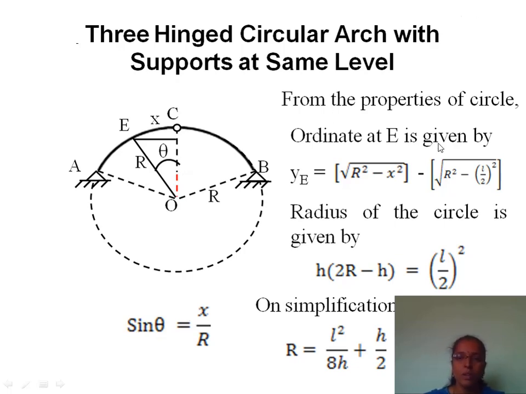So if you remember these equations, that is, y_E is equal to root of (r square minus x square) minus root of (r square minus (L by 2) whole square), to calculate the ordinate at any point on the rib of the arch, and the radius of the arch is given by r equal to L square by 8h plus h by 2, and sine theta is equal to x by r, then you can calculate the normal thrust, radial shear, bending moment, anything. You can analyze a three-hinged circular arch which supports at the same level. Next we will analyze a numerical problem.